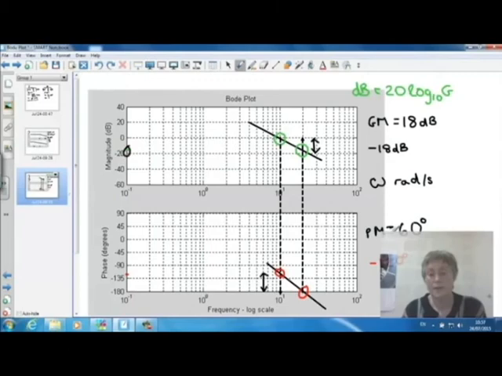So in fact, this is quite a stable amplifier. We would need a gain change of 18 decibels before the amplifier would be unstable, and equally we would need the output to change by another minus 60 degrees before the feedback would become positive at the point where the gain is 0.